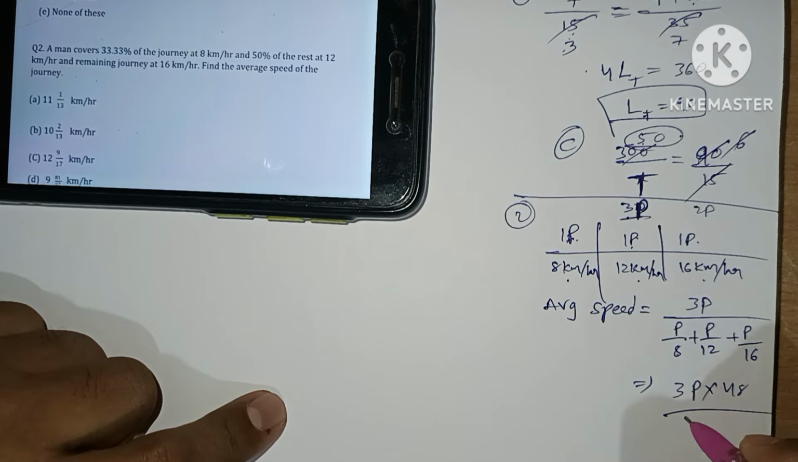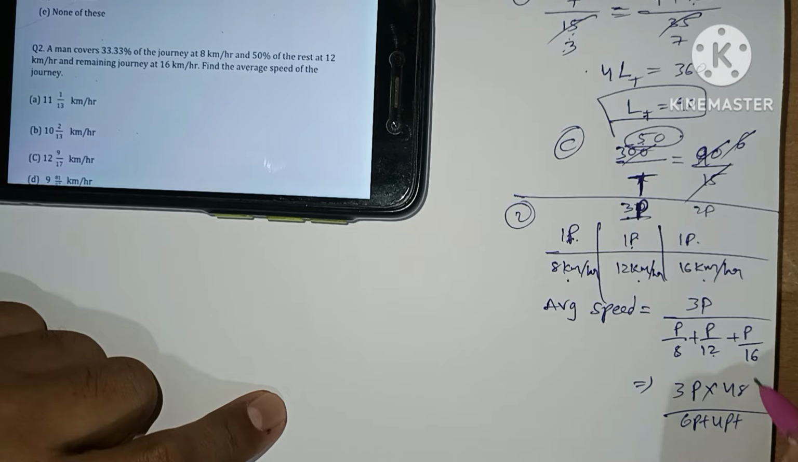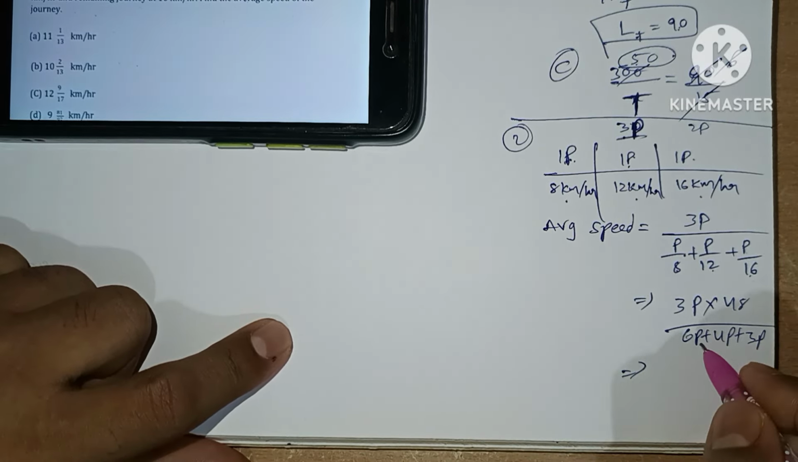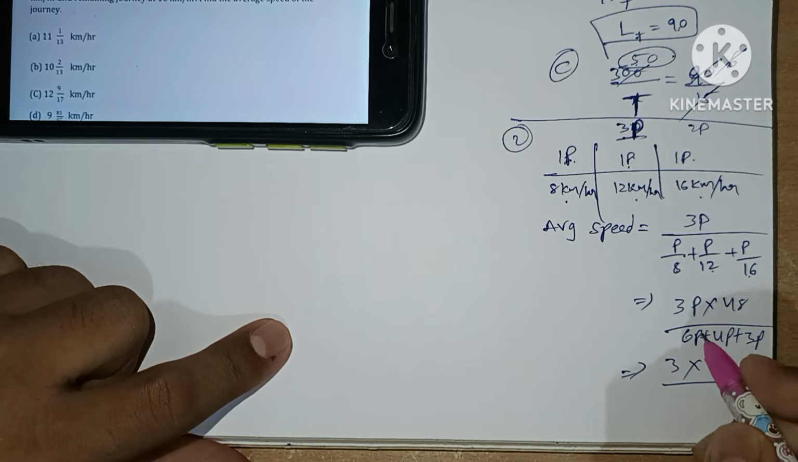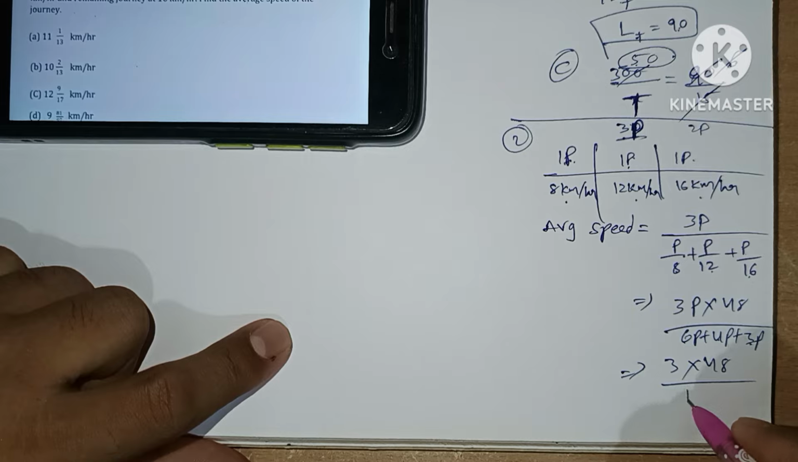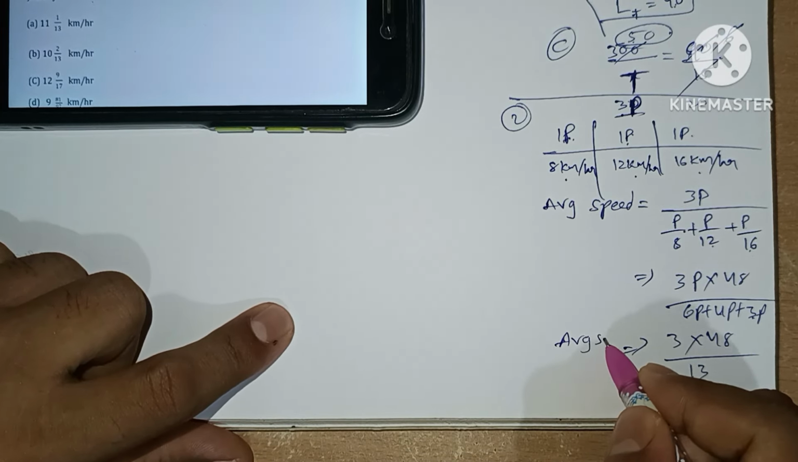8 6 times, 12 4 times, 16 3 times. So what we get is 3 into 48 divided by 6 plus 4 plus 3, 13. P and P cancel. This is what we get as average speed.